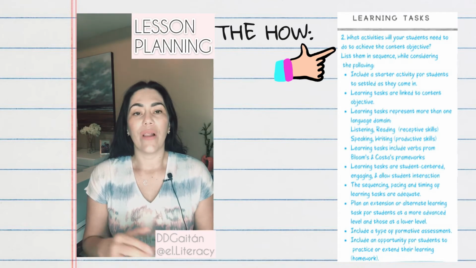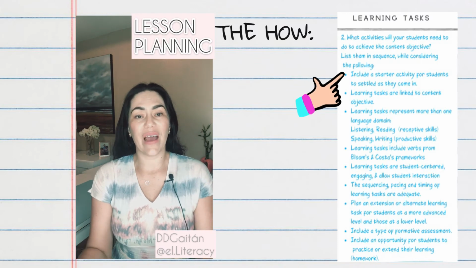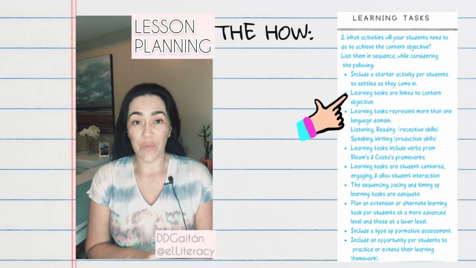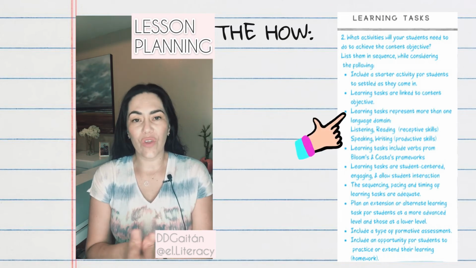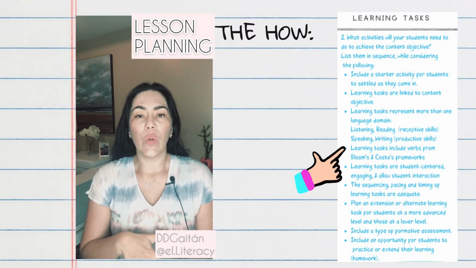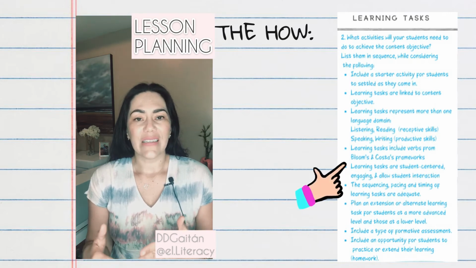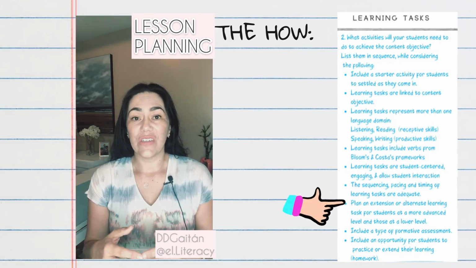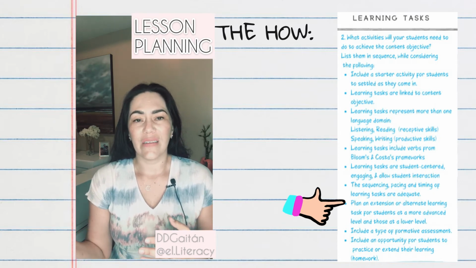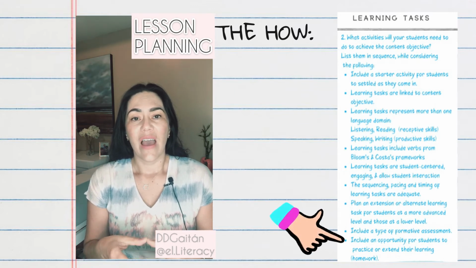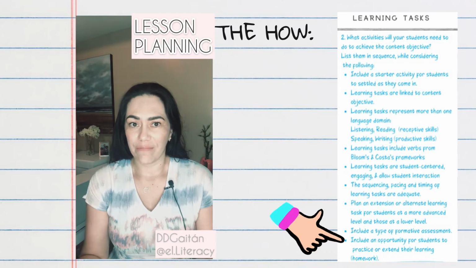I list them in sequence while considering the following: that I include a starter activity for students to settle as they come into the classroom, that learning tasks are linked to the content objective, that learning tasks represent more than one language domain: listening, reading, speaking, writing, that learning tasks include verbs from Bloom's and Costa's frameworks, that learning tasks are student-centered, engaging, and allow student interaction, that the sequencing, pacing, and timing of learning tasks are adequate, that I plan an extension or alternate learning tasks for students at a more advanced level or those at a lower level, that I include a type of formative assessment, and that I have included an opportunity for students to practice or extend their learning: homework.